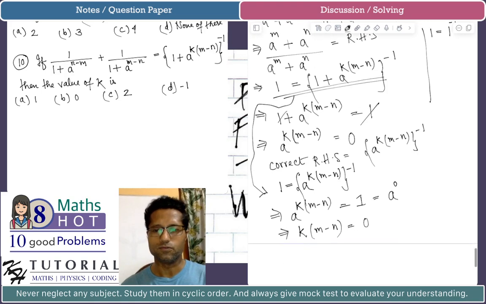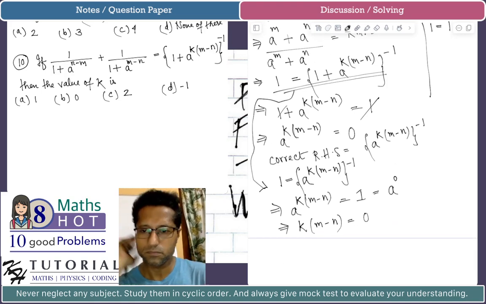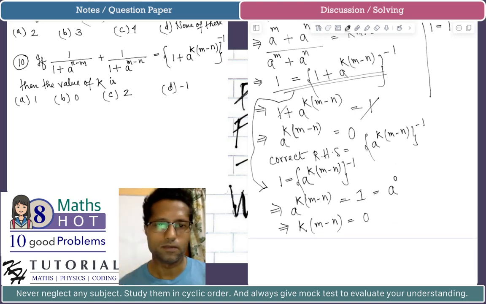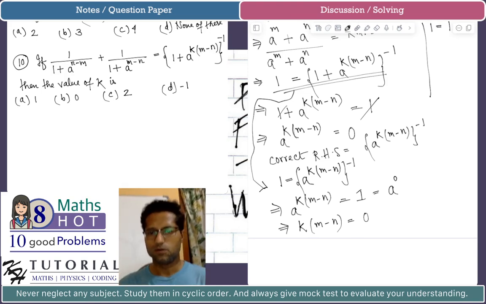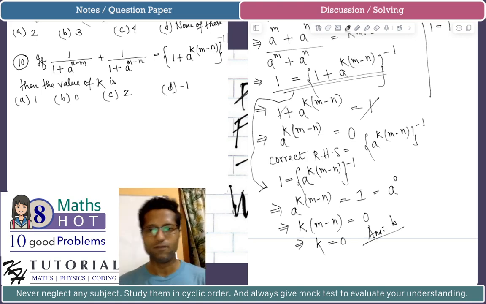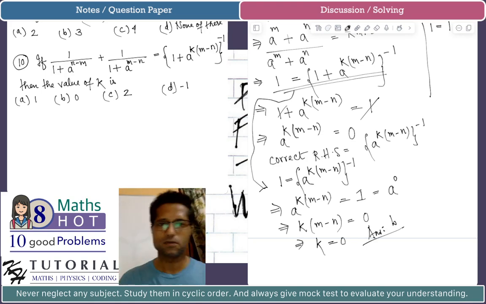Now we have to see what the value of k can be from the given choices. So what can the value of k be, so that k into m minus n is equal to 0? This clearly implies k equals 0. So the correct choice is B, but in the problem statement, on the right hand side, there will be no 1. The 1 plus should be ignored.